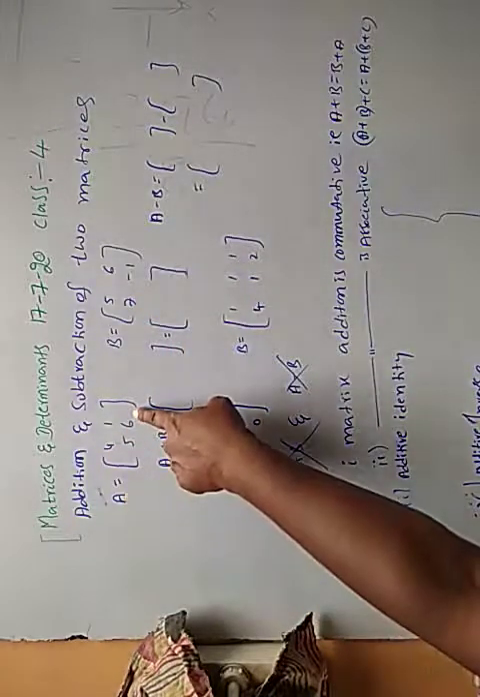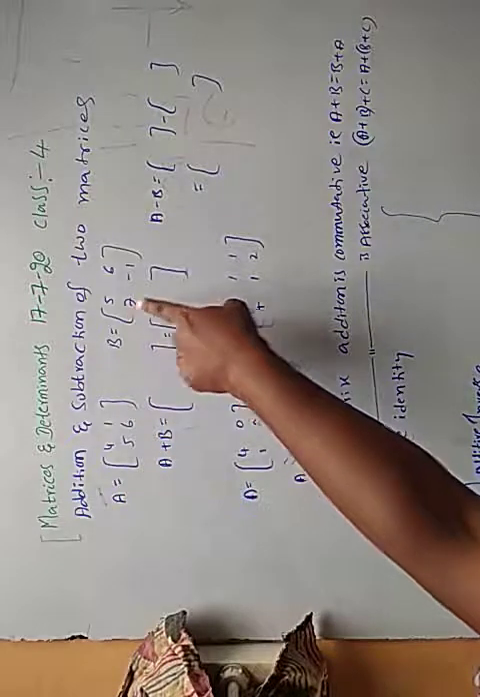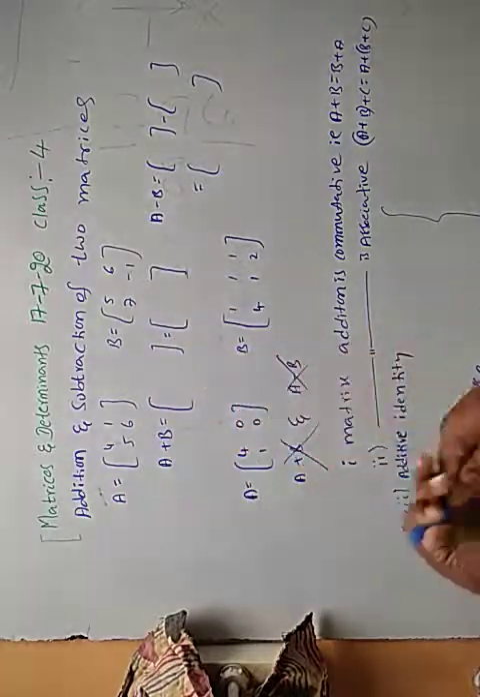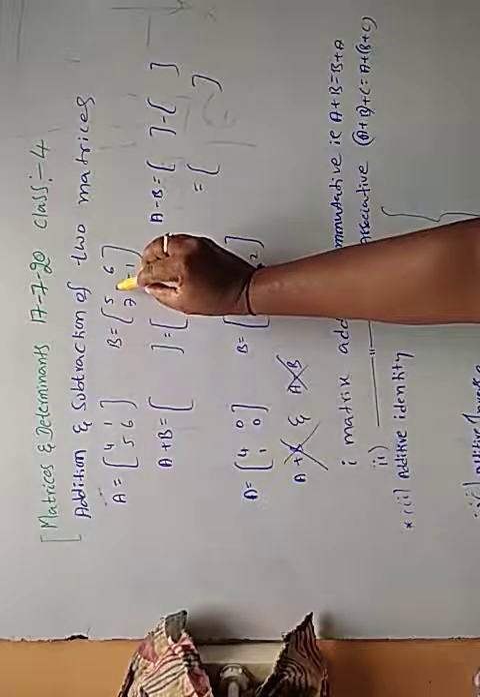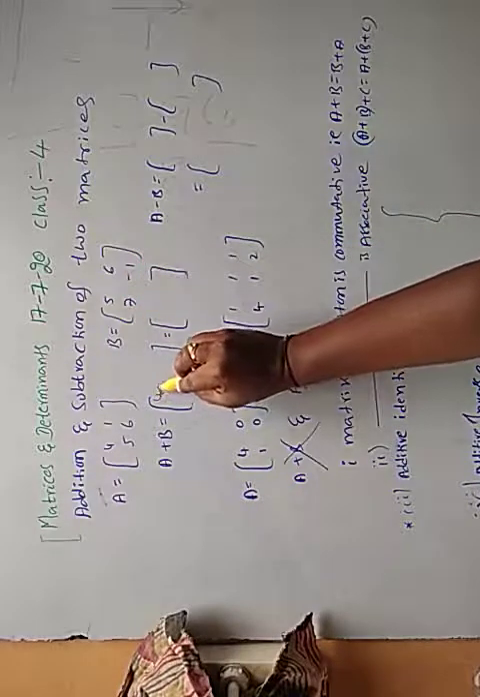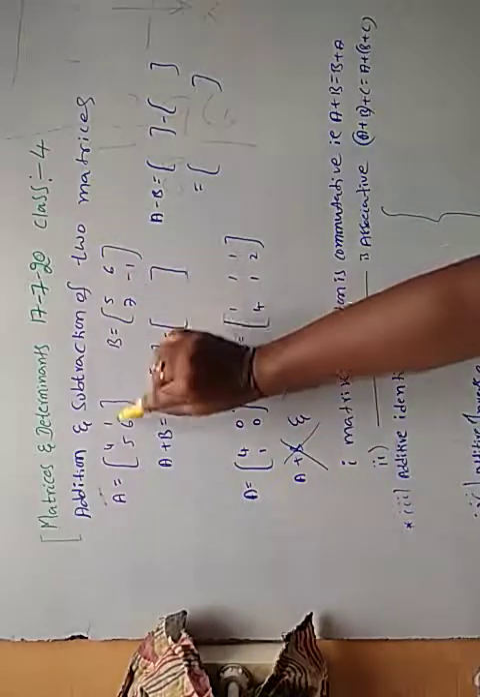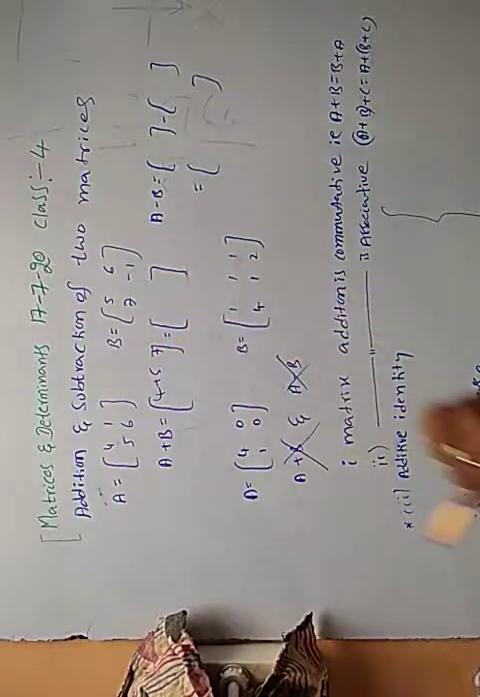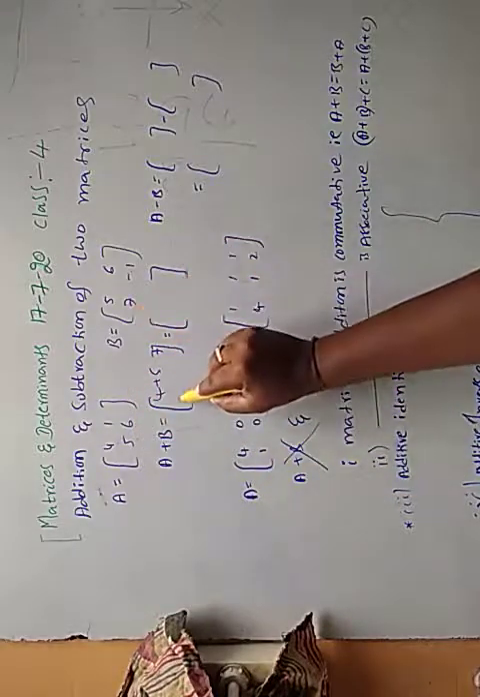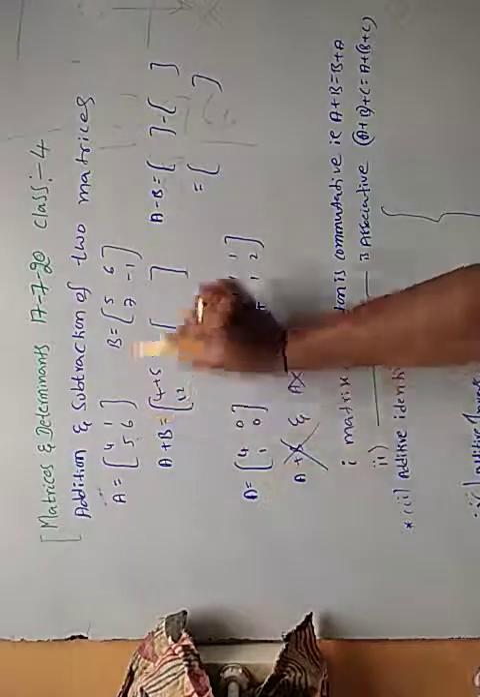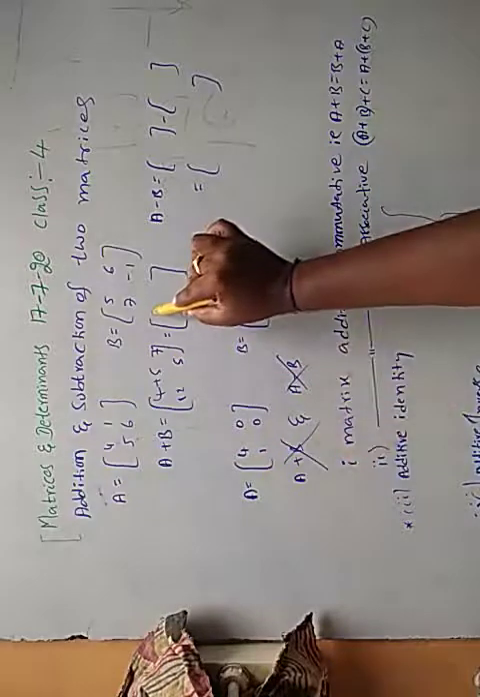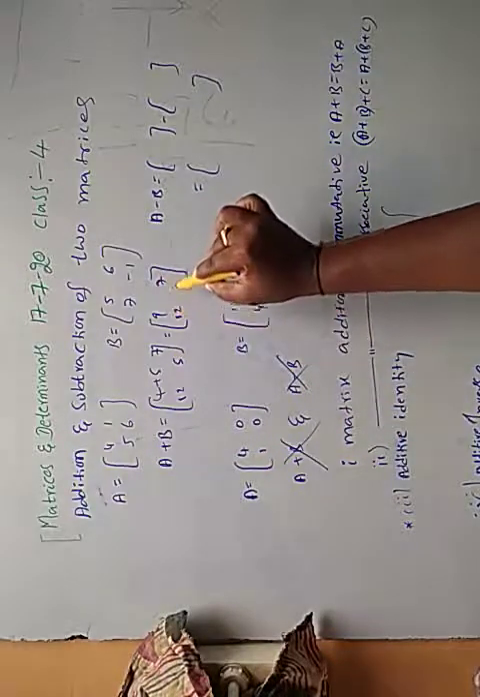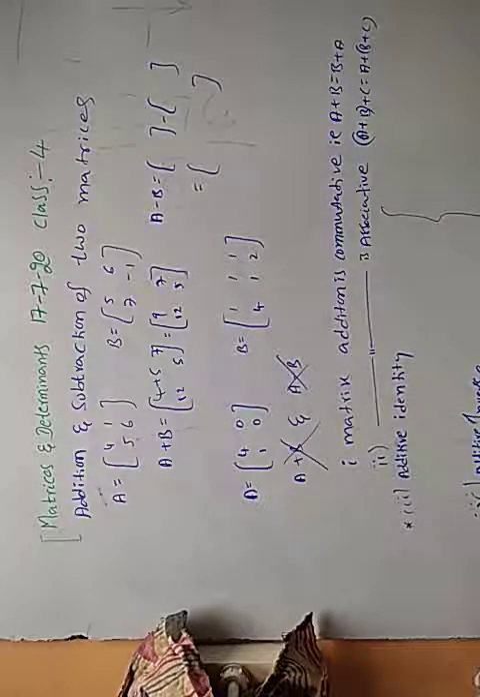A is a 2 cross 2 matrix, B is also a 2 cross 2 matrix. Then A plus B: corresponding to 4, the element in matrix B is 5, that is 4 plus 5. Next 1 plus 6, next 5 plus 7, next 6 plus half minus 1, 6 minus 1, that is nothing but 5. That is 9, 7, 12, 5. This is A plus B. Similarly, we can find A minus B also.